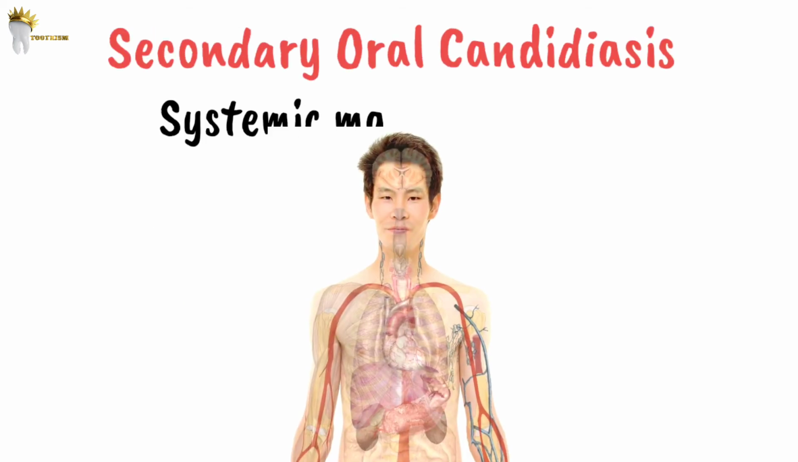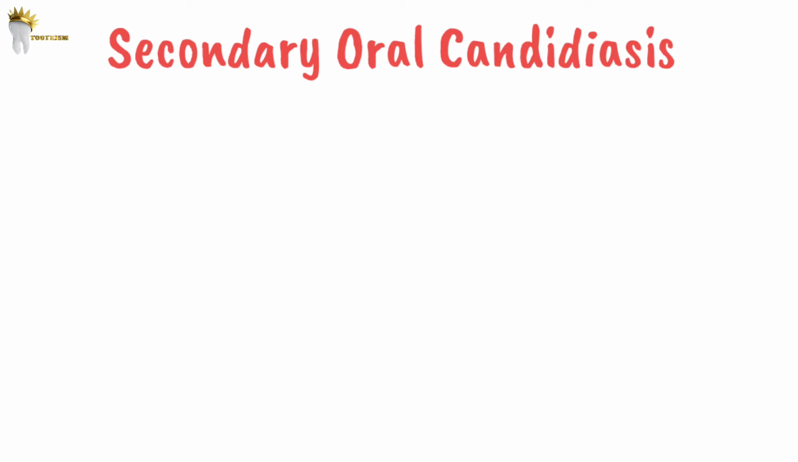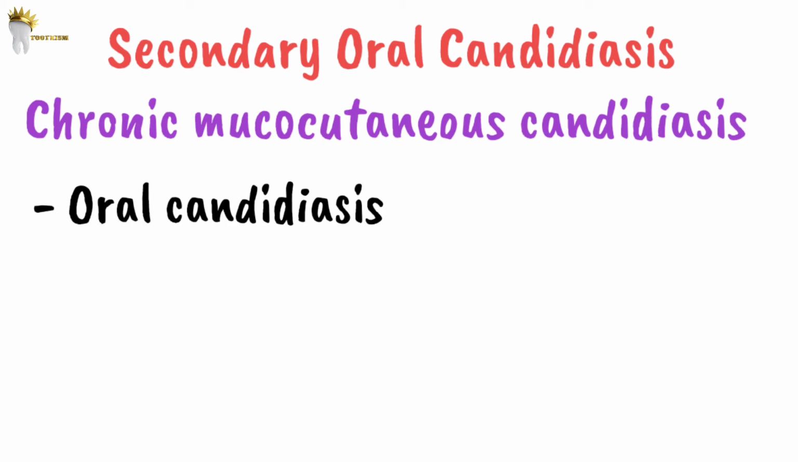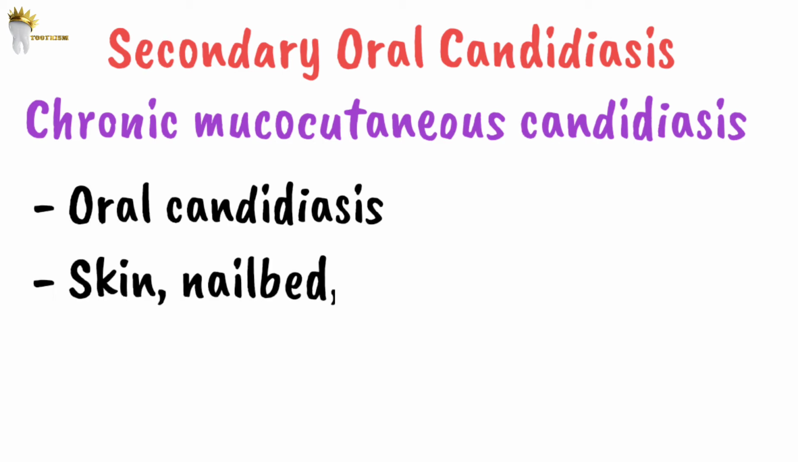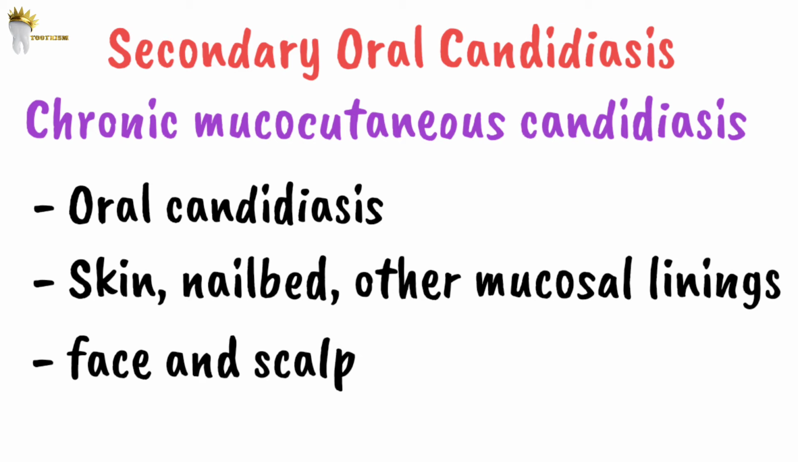The secondary infections are those that are accompanied by systemic manifestations. In this we have chronic mucocutaneous candidiasis. It's a group of disorders. So in addition to oral candidiasis, it also affects the skin, nail bed, other mucosal linings, face and scalp. Granulomatous masses can be seen at these sites.